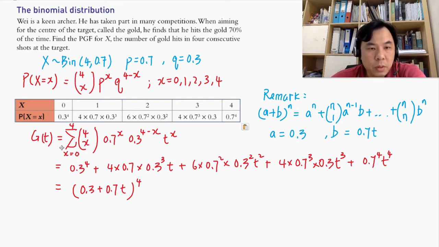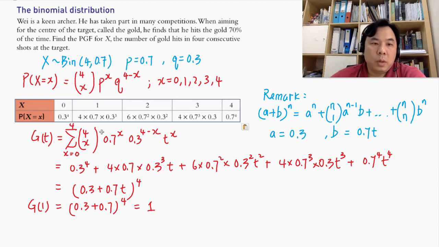Alright, now that is how the probability generating function for a binomial distribution looks. Now, of course, in general, you have to test whether we have built the function correctly. So we're going to check by substituting t equal to 1 into our probability generating function. So in this case, we have (0.3 + 0.7) to the power 4. That will yield 1. So this is a good check that we have built the probability generating function correctly.